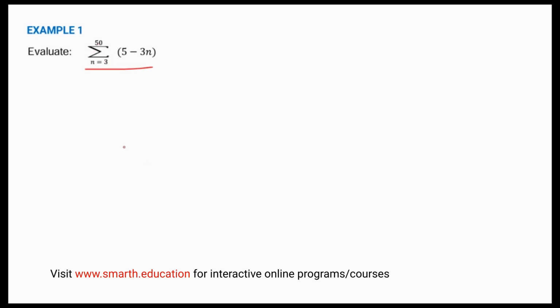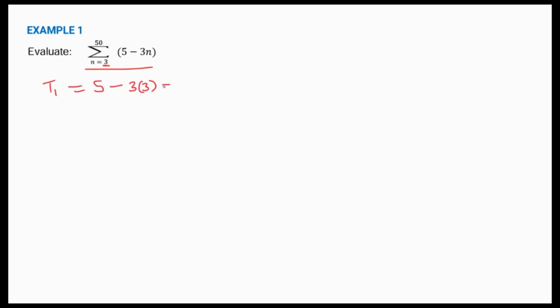Okay, so what we do, let's find just our first three terms so that we can get our a and d. Let's find our first term. Remember, we substitute this number into the general term to find the first term. So t1 is equal to 5 minus 3 times 3, which is negative 4. 5 minus 9 is negative 4.